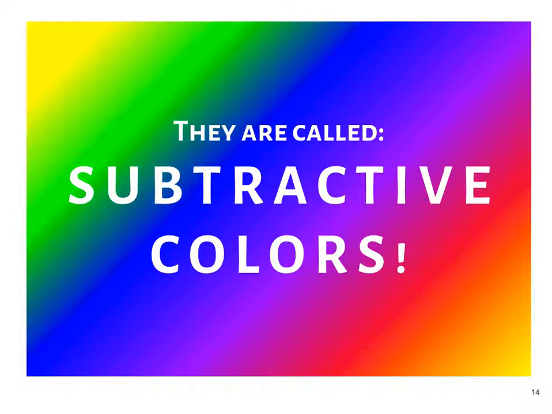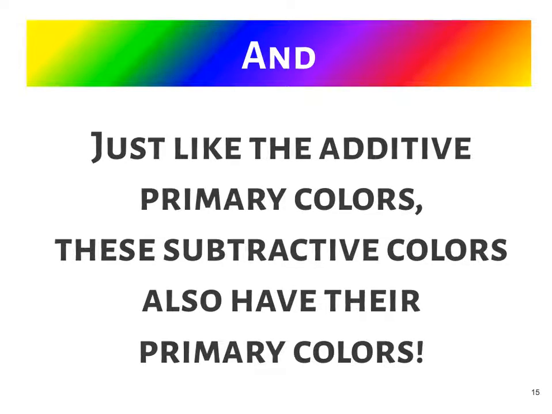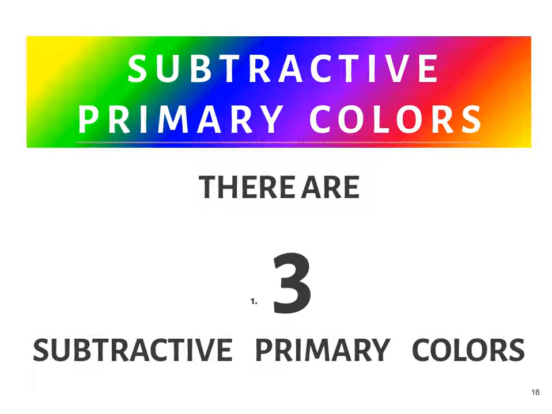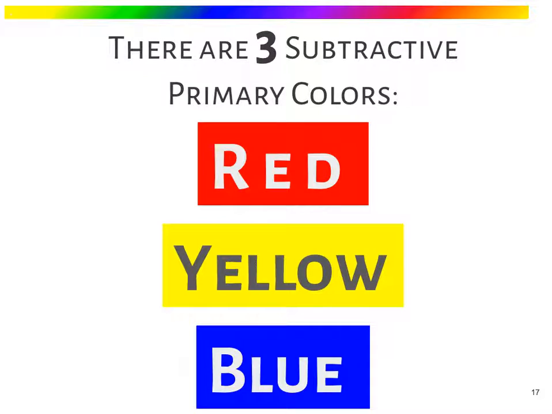They're called subtractive colors. And just like the additive primary colors, these subtractive colors also have their own primary colors, but they are slightly different. So as I mentioned before, the subtractive primary colors have three, and they are red, yellow, and blue.